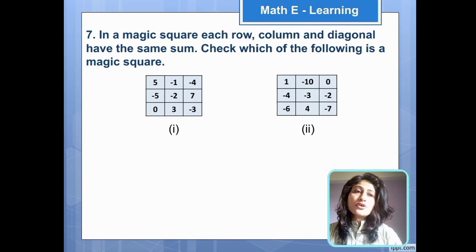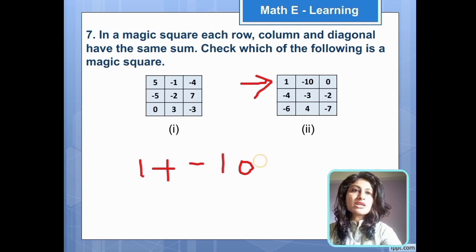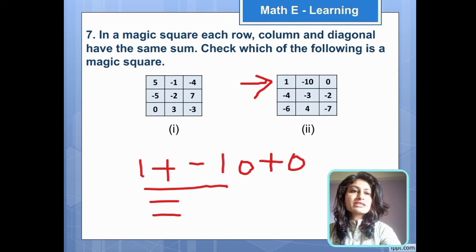Now we check for the second square and we do the sum of the first row. 1 plus minus 10 plus 0. Plus minus minus. So 10 minus 1 is equal to 9 and the sign of the greater number, which is minus. So it is minus 9.